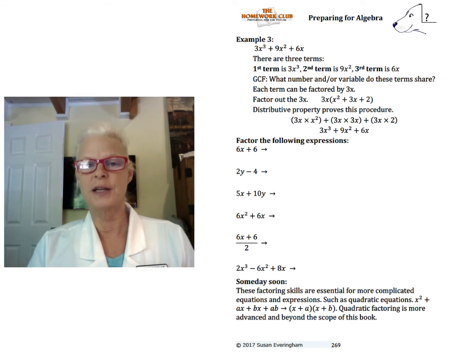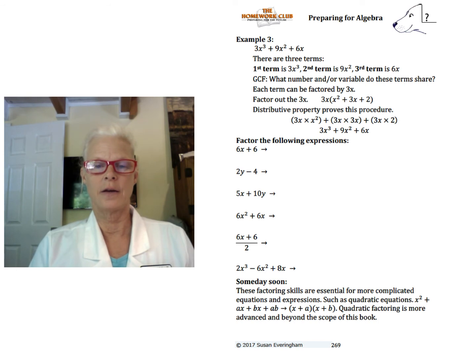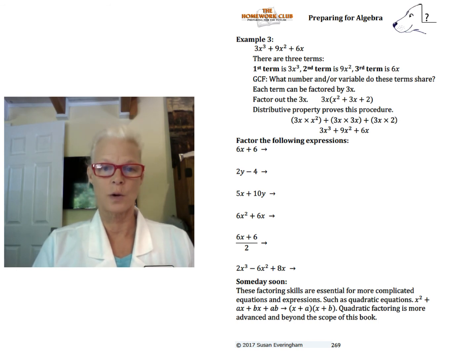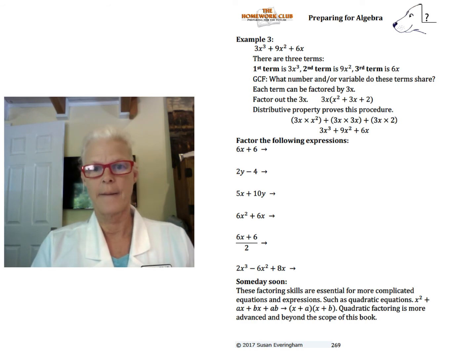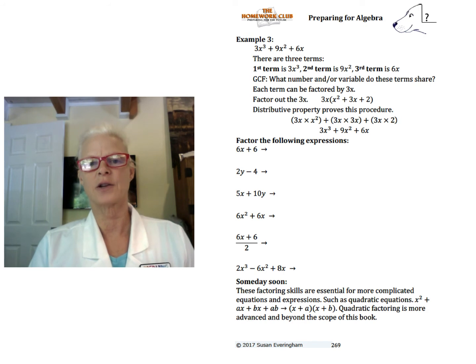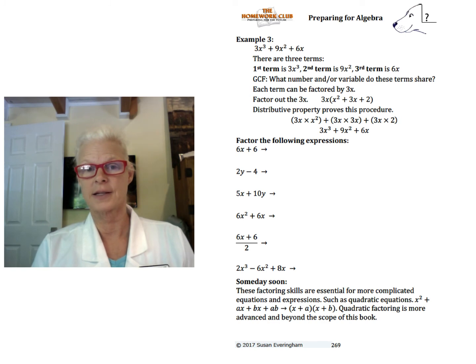Now on page 269, we've got 3 terms: 3x cubed, 9x squared, and 6x. We can't combine like terms because there aren't any. However, we can factor out the greatest common factor that each of those terms share, which is a 3 and an x, because they each have an x. Couldn't do that if they didn't all have x's.